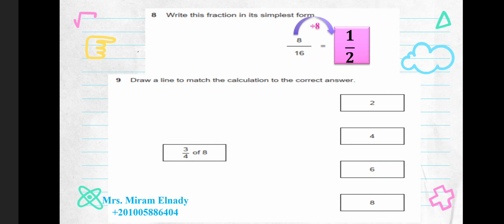3 over 4 of 8. Okay, how can we solve this question? Any number, we have a fraction and we say of means multiply. So either you multiply 3 times 8 and then you divide by 4, or use this way. Divide the whole number by the denominator. 8 divided by 4 equals 2. Then 2 times 3 equals 6. And also if we multiply 3 times 8, 24. 24 divided by 4 also equals 6. So both ways we can use, the easier way for you to find the correct answer.